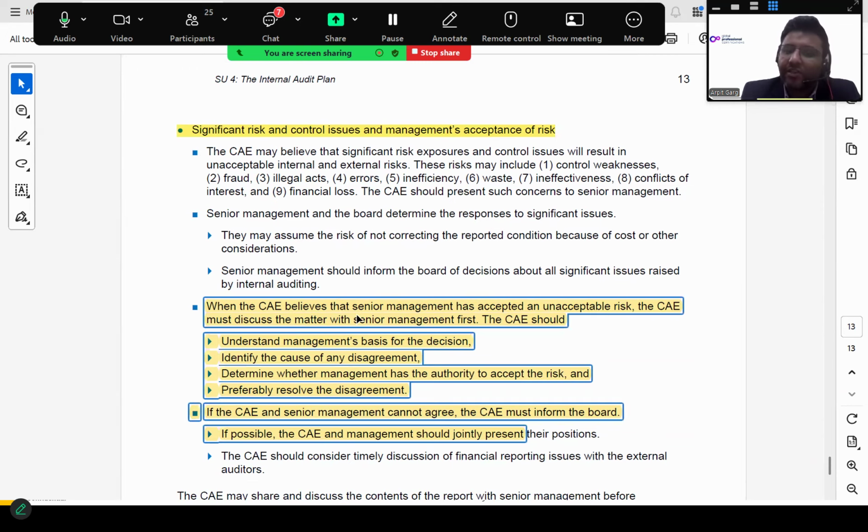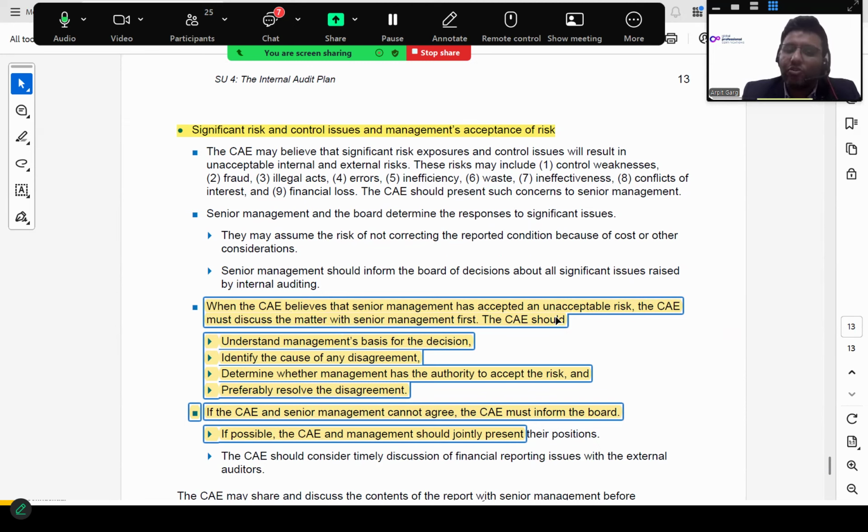When the CAE believes that senior management has accepted an unacceptable risk, the CAE should do what? What is the first step? I'll repeat myself. Inform the regulator, inform the board, inform the audit committee, or discuss the matter with senior management first. The answer is discuss the matter with senior management first. When the CAE believes that senior management has accepted an unacceptable risk, the CAE must discuss the matter with senior management first.